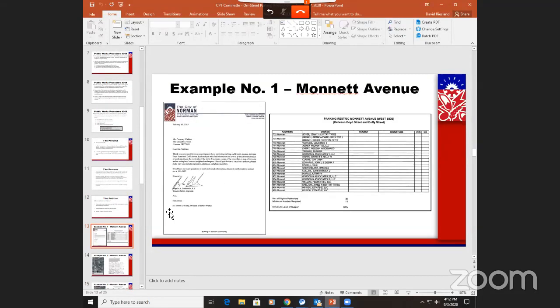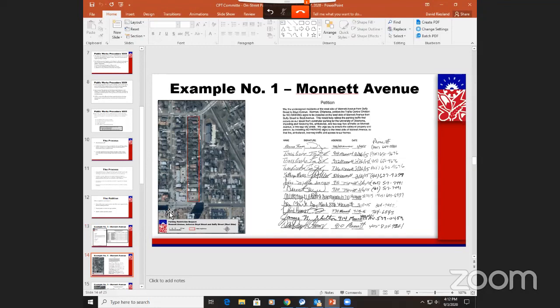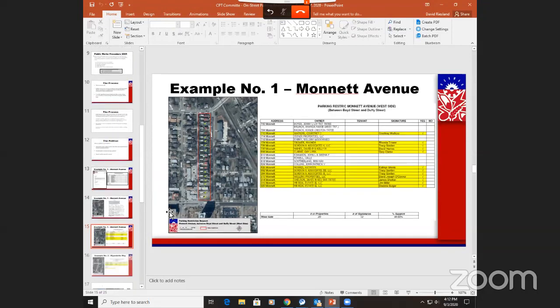Here's an example of a letter that was sent back to a citizen on Monnett Avenue, along with a copy of the petition that would need to be filled out. Here is the returned petition. In this example on the map, they're showing the affected residents that would need to be contacted. Signatures were validated, and we found that we had 60% support for that restriction, so it went into place. Here is one on Wyandotte Way that went through the process. It did not meet the 60%. It only met 50%, so we were not able to move forward with the restriction.